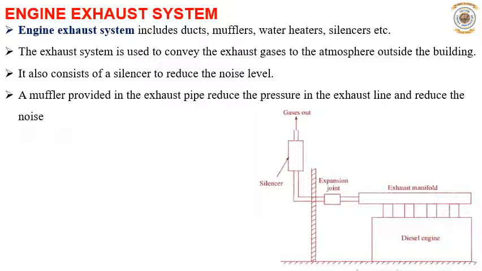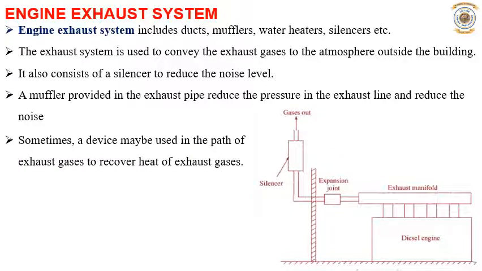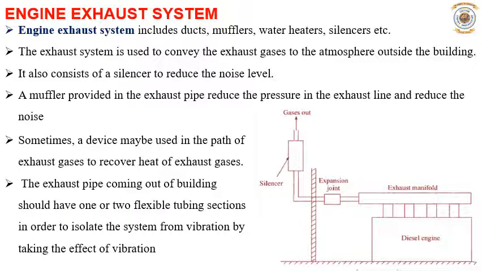A muffler is provided in the exhaust pipe to reduce the pressure in the exhaust line and reduce the noise level. Sometimes a device may be used in the path of exhaust gases to recover waste heat, or we can use that waste heat to preheat the air, which will increase the overall power output. The exhaust pipe coming out of the building should have one or two flexible tubing sections in order to isolate the system from vibration.